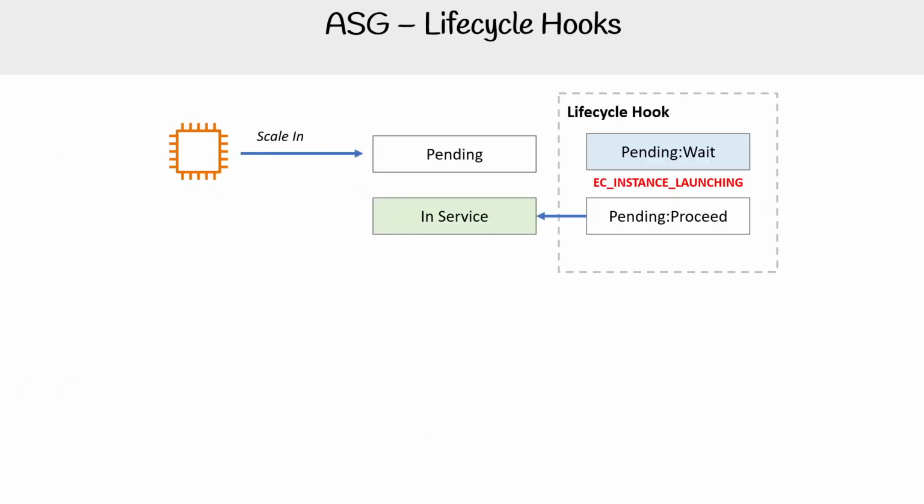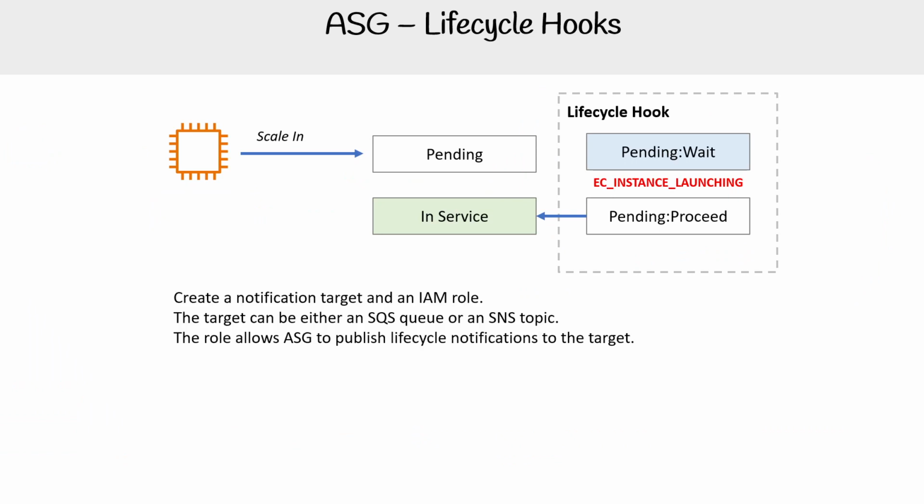Let's just talk about the 3 scenarios about how we would programmatically work with it. So create a notification target and an IAM role. The target can either be an SQS queue or an SNS topic. The role allows ASG to publish lifecycle notifications to the target.